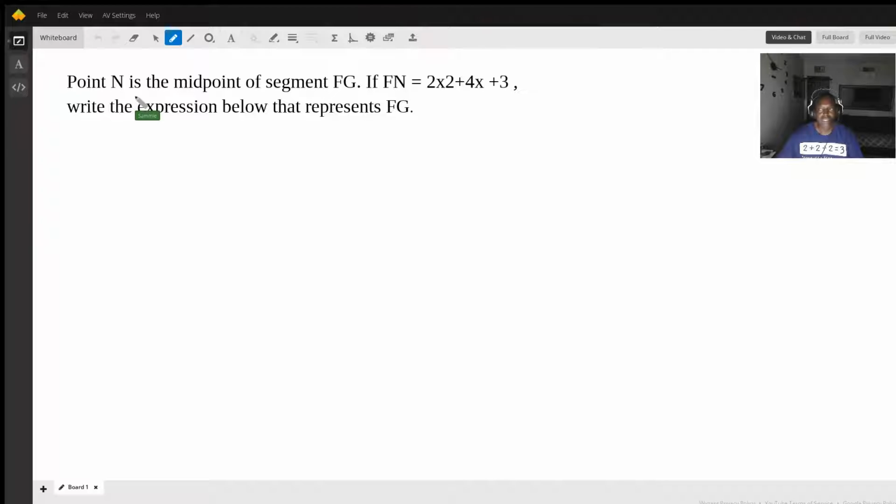The point N is the midpoint of the segment FG. If FN equals 2x squared plus 4x plus 3, I'm thinking this is it, but it really doesn't matter what this is. We're trying to figure out the method. So whatever it is, if you put this in wrong, plug it in and the same method will work. We want to write the expression below that represents FG. Here's the key right here: N is the midpoint. Now let's take a look at the solution.